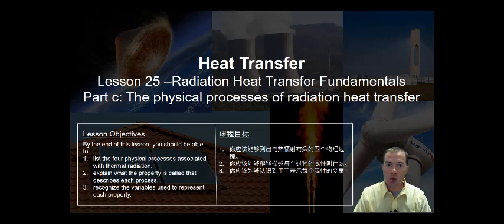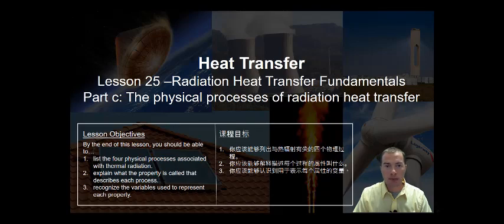In this lesson, we will begin to explore the fundamentals of thermal radiation heat transfer and discuss the 4 physical processes associated with radiation heat transfer between surfaces. By the end of this lesson, you should be able to list these 4 physical processes. You should also be able to explain what the property is called that describes each of the 4 physical processes. And finally, you should be able to recognize the variables used to represent each property.